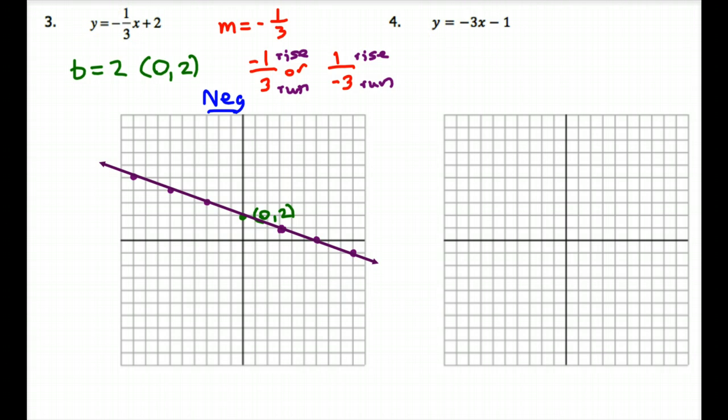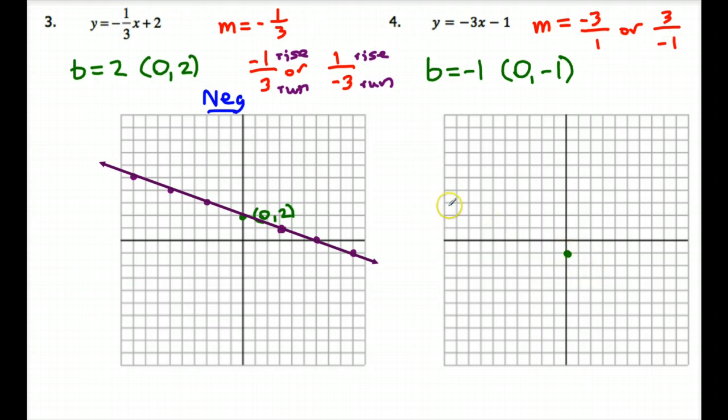Okay, so for this one, our b value is -1, which means that the y-intercept is 0, -1. So I'm going to start at 0, -1, and then my slope is -3. So I can treat that as -3 over 1, or +3 over -1.